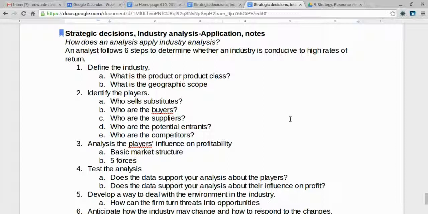Third step is to analyze the players' influence on profitability. Again, at this point, you could do the basic market structures or five forces, but you identify the players, you're already headed towards five forces pretty well.